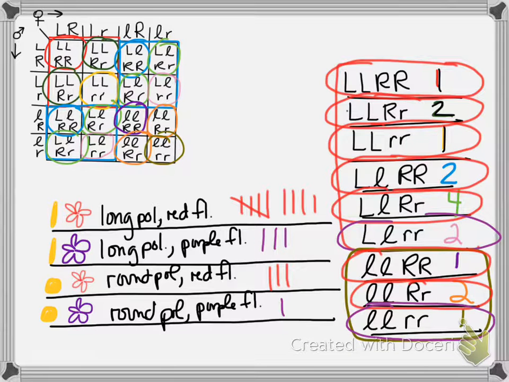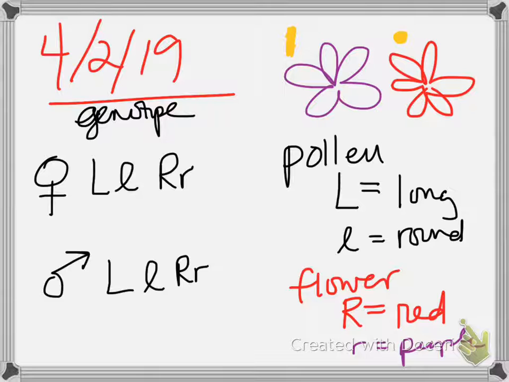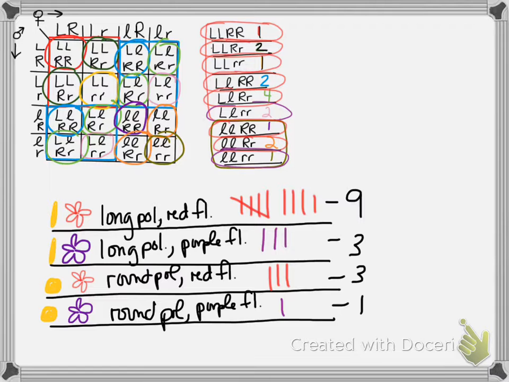So, what's interesting to note, set that aside, is that we got 9, 3, 3, 1. Well, you have to be told that. So in this case, I told you that long pollen was capital L, so that's the dominant. You can't, well, there are ways to guess at that, but you can't just know it. So in these kind of problems, you always are told what's dominant, what's recessive. Or at least what's dominant, and then you can figure out what's recessive.